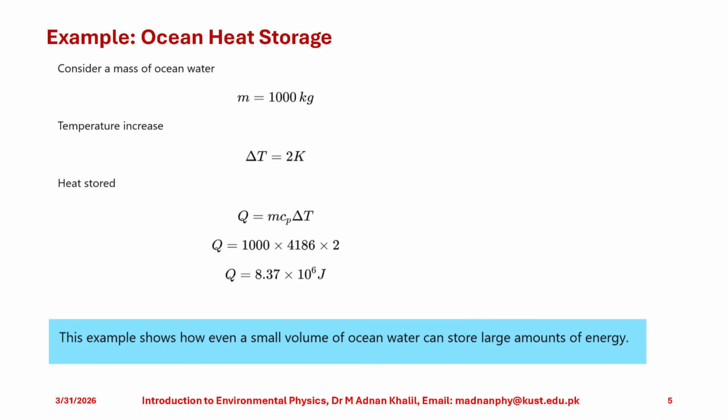Now we have a numerical example of heat storage in ocean water. We take 1000 kilograms of water and increase its temperature by 2 Kelvin, as given by this ΔT, and this symbol m for the mass. Using the formula Q = m c_p ΔT, we substitute the values and obtain about 8 × 10^6 joules. This is more than 8 million joules of heat. So even for a relatively small mass of water, the amount of energy stored is very large. This shows why the oceans are able to buffer climate change and why they warm much more slowly than land.